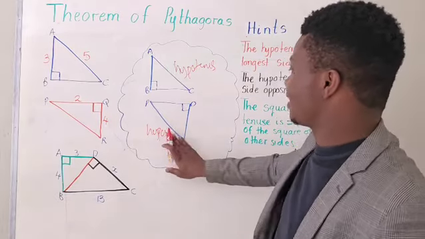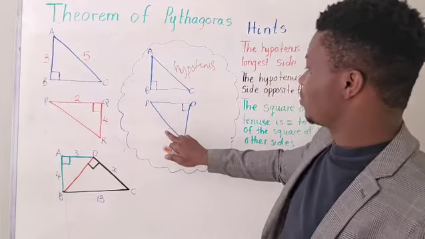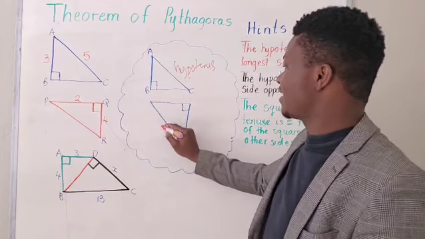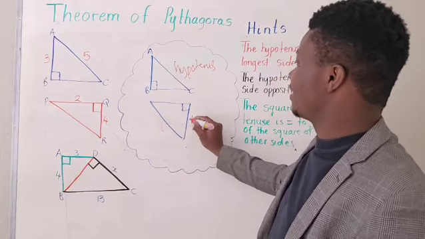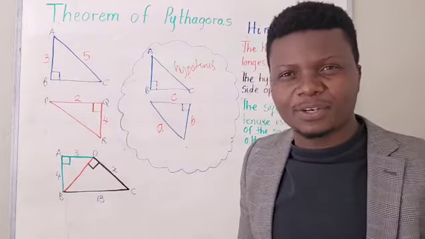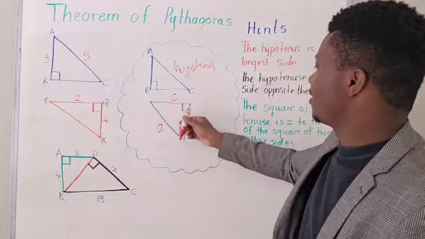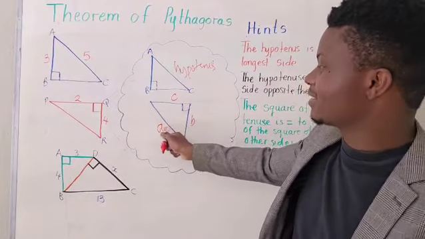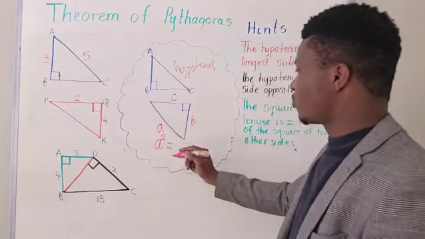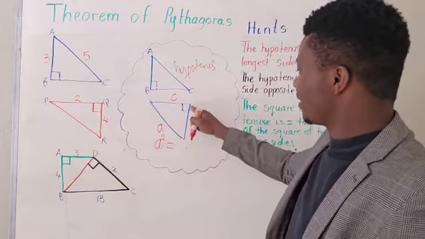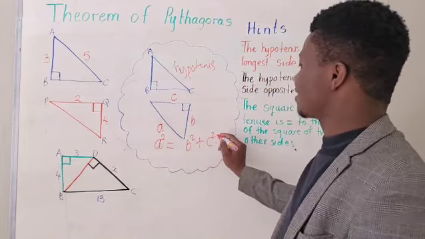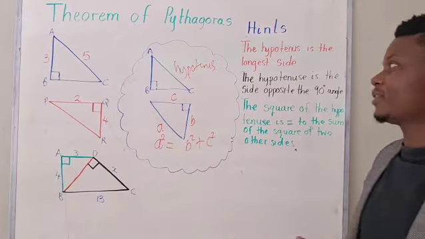Let's try to put that into practice, okay? Let me remove these letters right here. Let me call this side A, this side B, and this side C. Which one is our hypotenuse? Put your pen on your 90 degrees, so this is your hypotenuse. It means C squared, the square of your hypotenuse, is the same as the square of the other smaller side plus the square of the other smaller side. That's what the Pythagoras theorem means.